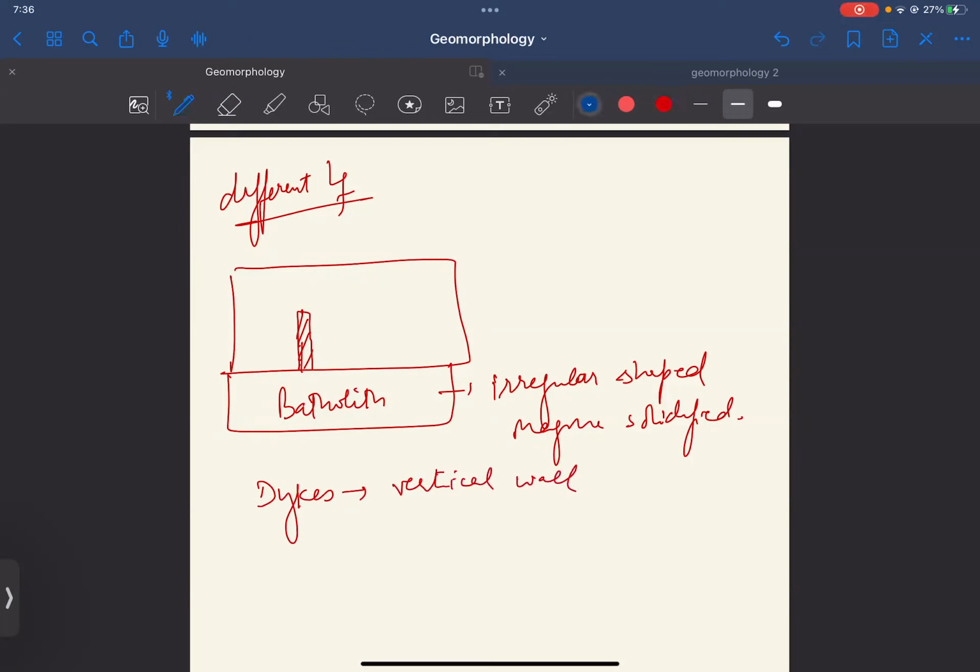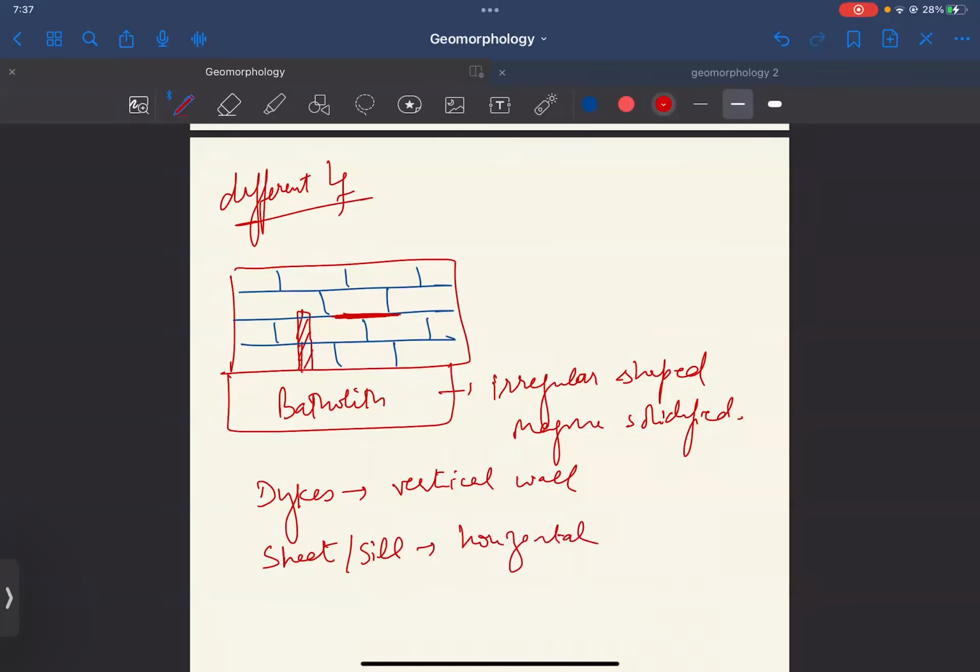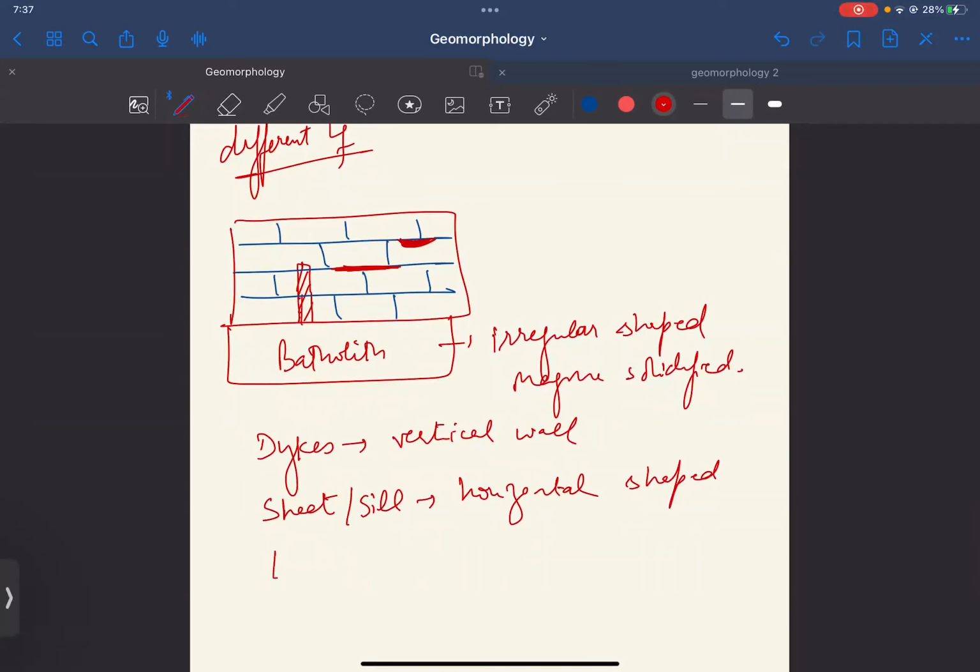Sometimes magma starts moving in the horizontal direction between the cracks of the rocks, and it may deposit in a horizontal shape. So they are known as sheet and sill. Dikes are the vertical shape, vertical wall type. Sheets are the horizontal shape. Or sometimes they may deposit in the form of a depression. Now this is looking like a saucer, a tea cup, right? So they are known as lopolith, saucer shape.